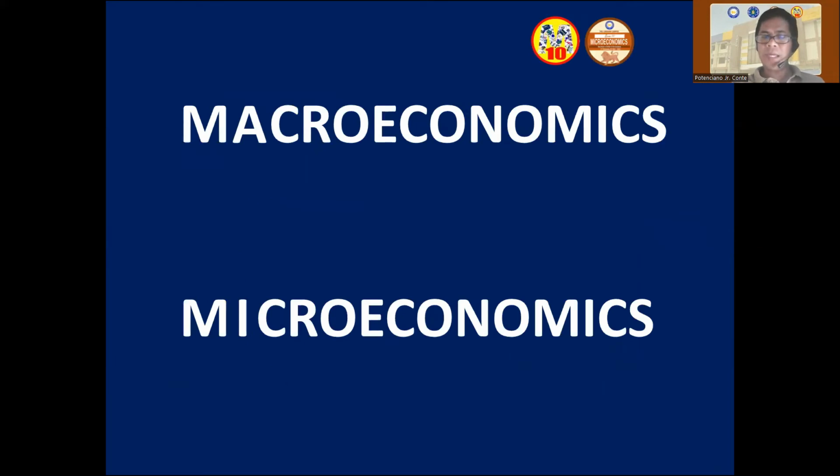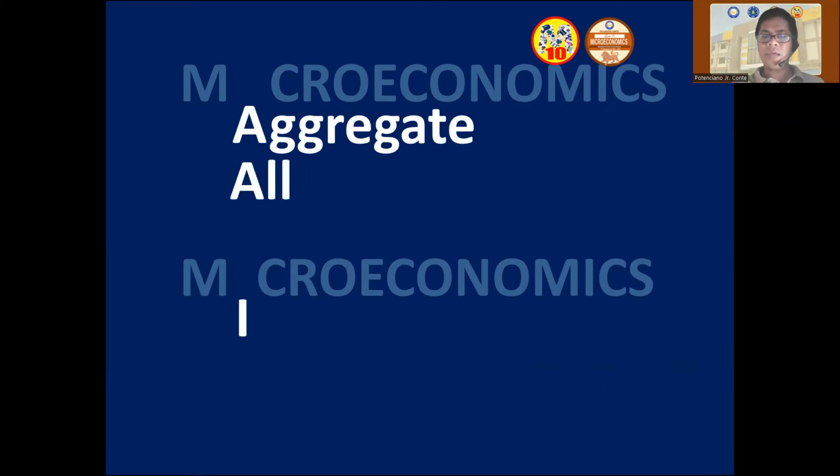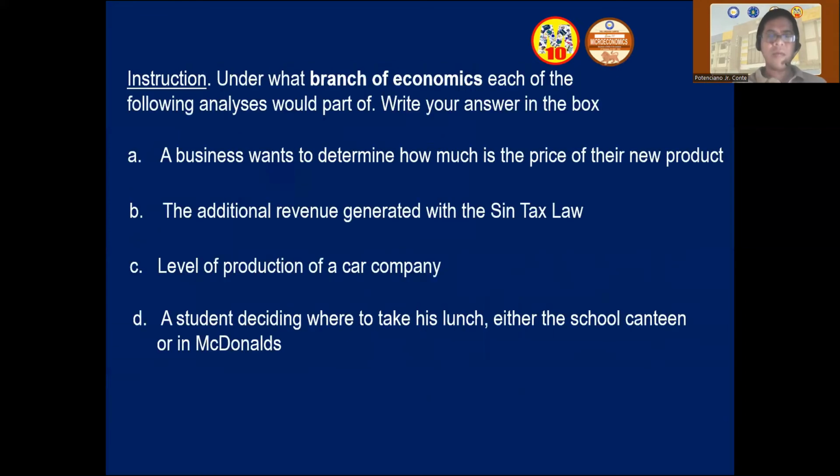So, in terms of spelling, nagkaiba sila sa letter A for macro, letter I for micro. Remember, A stands for aggregate or taking the economy as a whole, while microeconomics deals with the individual sector of the economy. It's either I or you, right? Individual business, a bake shop, a car company, expenses of a certain family. That's individual or microeconomics.